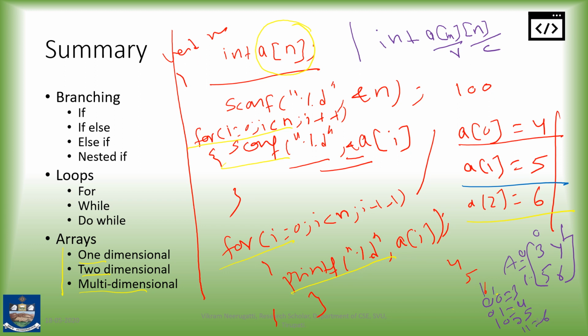So here we have two indices. Like this we can declare a two-dimensional array. For a three-dimensional array we will use one more dimension. For this we will use one for loop, for this one more for loop, and for this one more for loop. These are nested for loops.